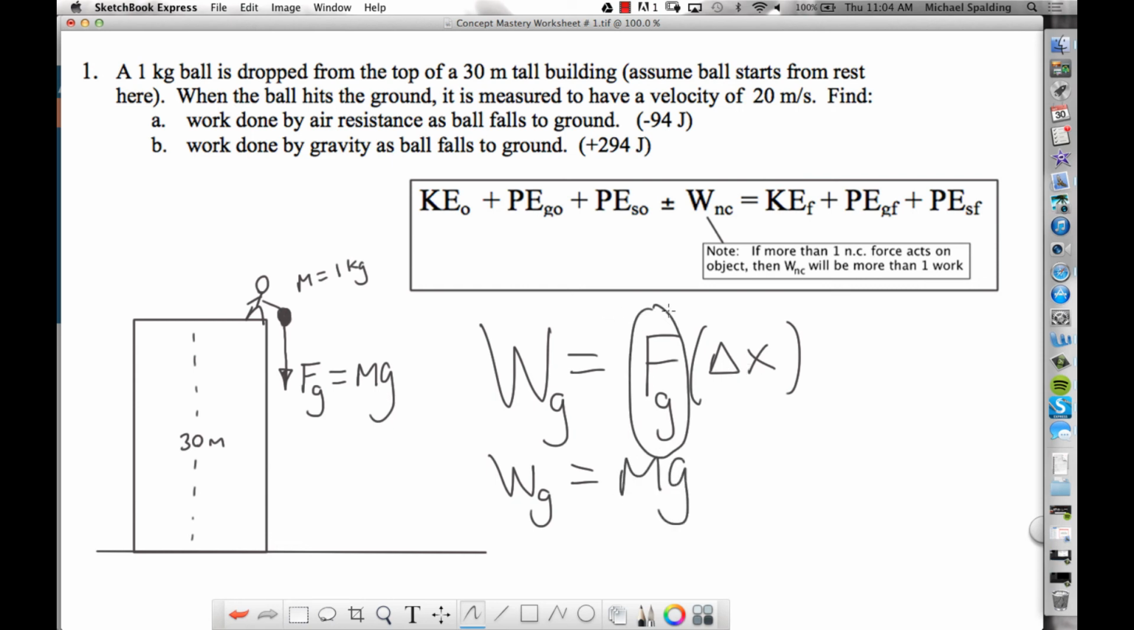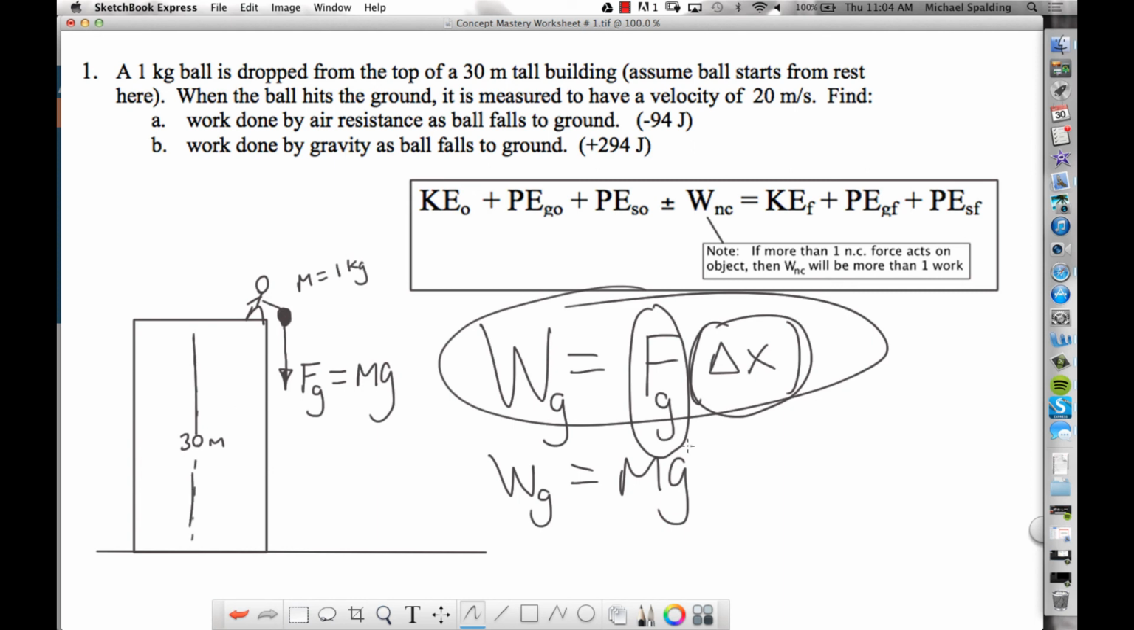Remember, when you use this work equation, the force and the displacement have to be parallel, right? So what is this displacement? It's the height, right? It's the height that it's falling through. And then what's mgh? Mgh is what? That's the equation for potential of gravity. Now listen, the work of gravity is always equal to the change in the potential energy. Now, so we know the work of gravity, you punch in mgh, you get 294.